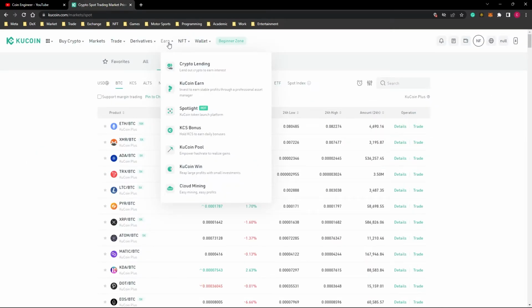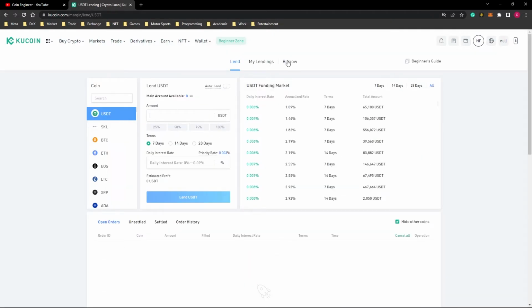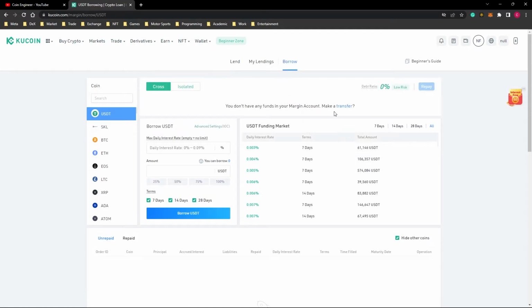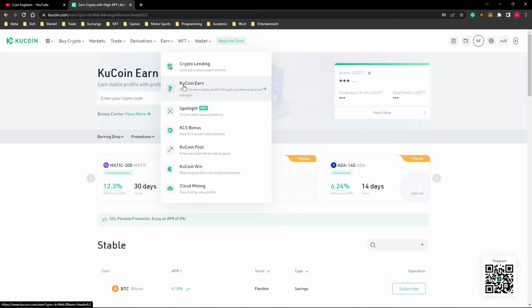Now let's continue our tour with the Earn option and crypto lending. You can lend or borrow crypto in the KuCoin Exchange. You can choose the coin you want to lend and set your expected daily interest rates and the loan term, as of week or month. If you decide to borrow crypto, you must provide a collateral asset in return. KuCoin Earn is our staking option.